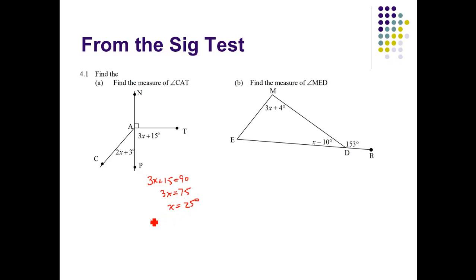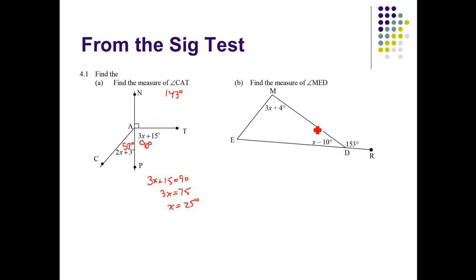Well, once I know x equals 25, if I want to find CAT, I just have to find each of these individually. We already know this angle is 90. This would equal 53. So for angle CAT, it's combining those together. That's 143 degrees.